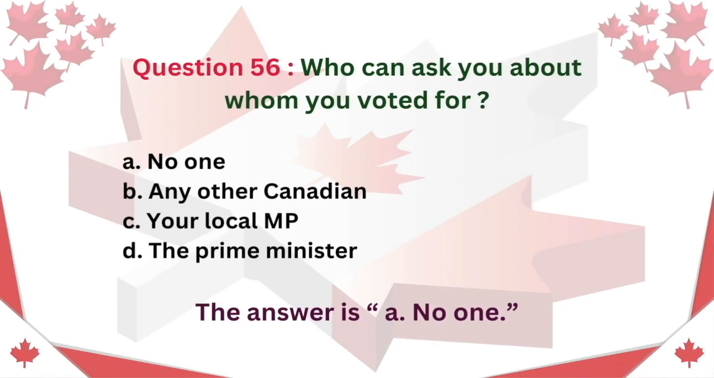Question 56. Who can ask you whom you voted for? A. No one. B. Any other Canadian. C. Your local MP. D. The Prime Minister. The answer is A. No one.